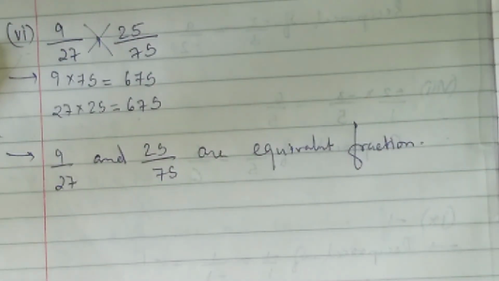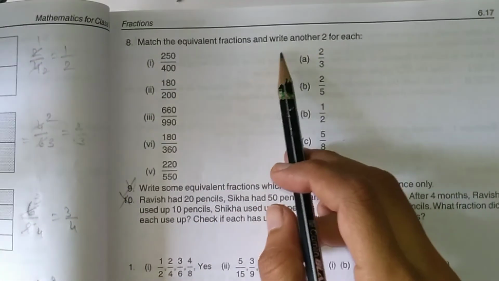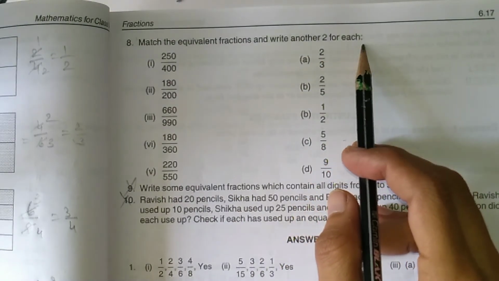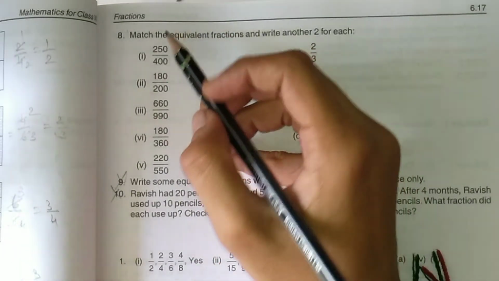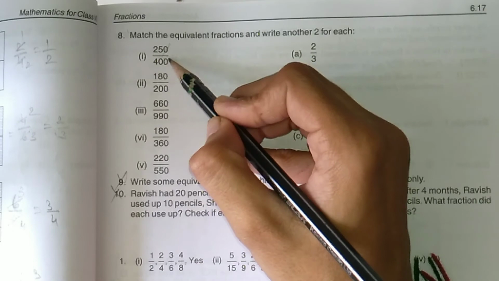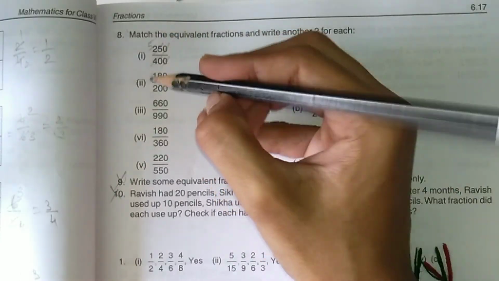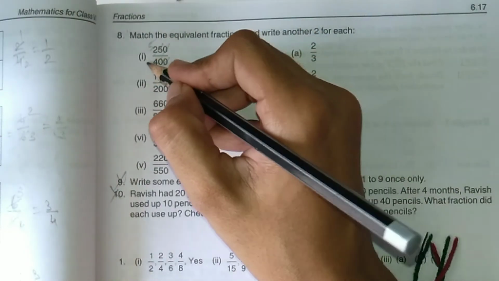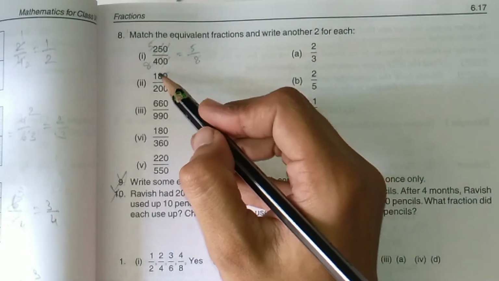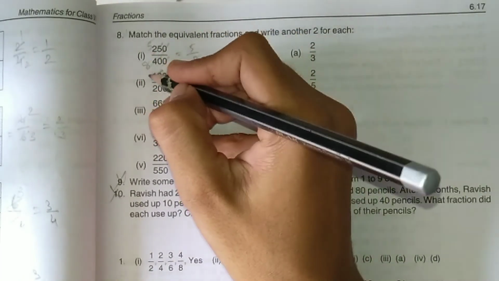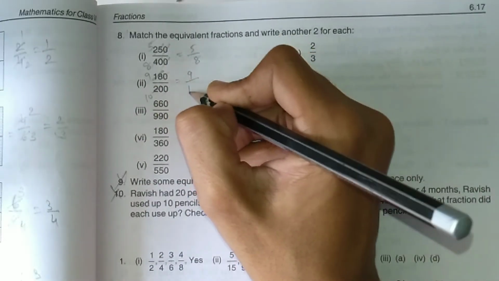Now we'll see question number 8. Match the equivalent fractions and write another 2 for each. First of all, we'll cancel this and take it to the simplest form. 0, 0 cancel. 5 5s are 25 and 5 8s are 40. So the answer is 5 by 8. Here 0, 0 cancel. With 2 we can cancel. 2 9s are 18 and 2 10s are 20. So the answer is 9 by 10.